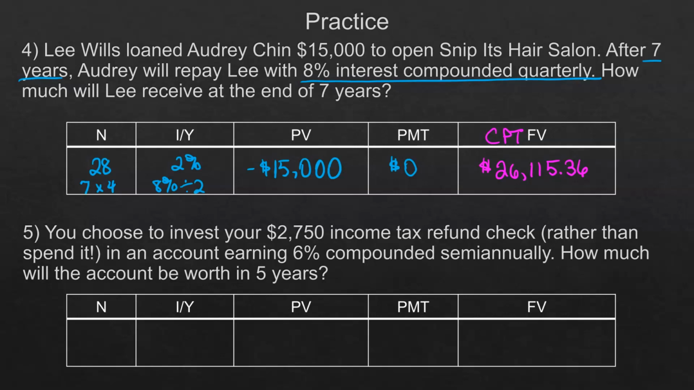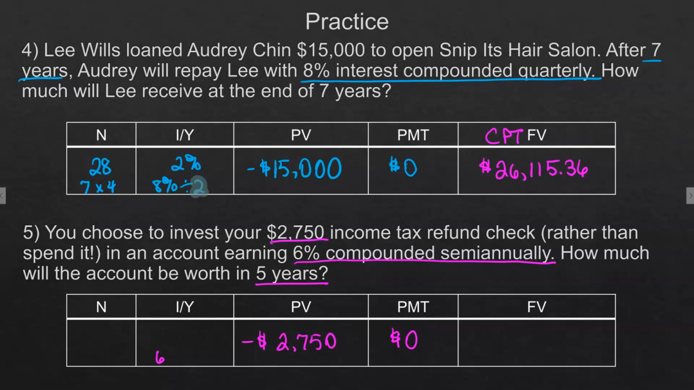You choose to invest your $2,750 income tax refund check rather than spend it in an account earning 6% interest compounded semi-annually. How much will the account be worth in 4 years? Okay, so we're investing this $2,750. Since we are investing it, we're putting it in an account, it's going to be a negative.